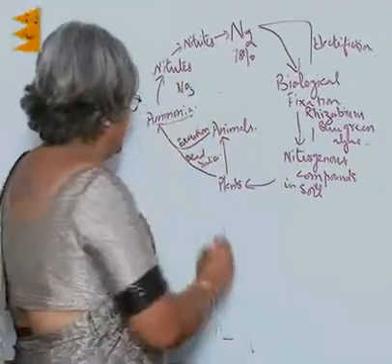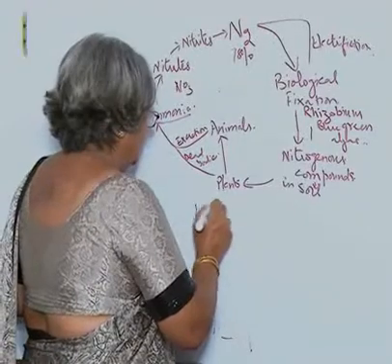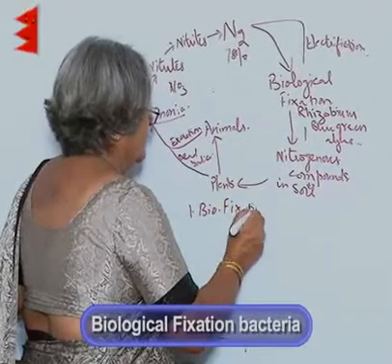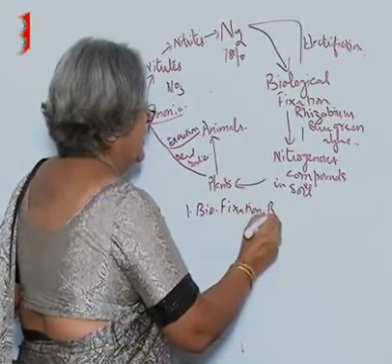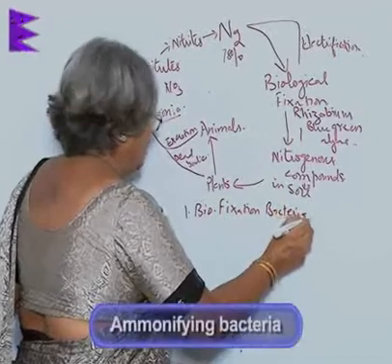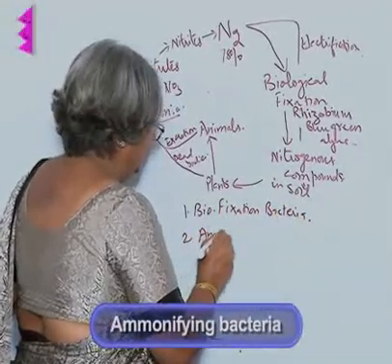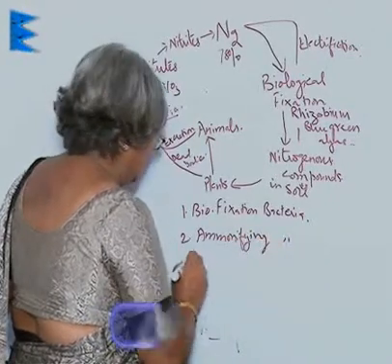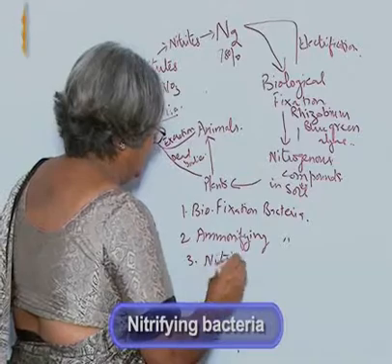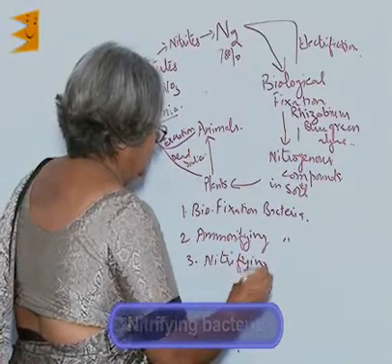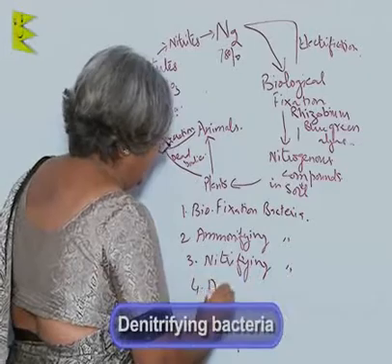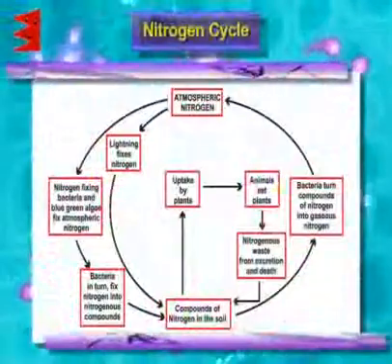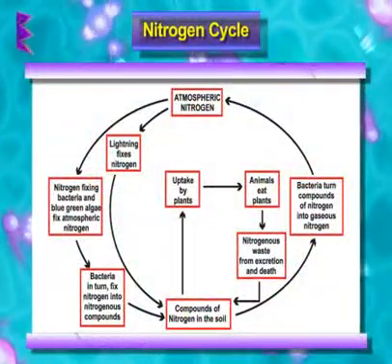So we can say one is biological fixation bacteria. Then there is ammonifying bacteria. Then there is nitrifying bacteria. And then there is denitrifying bacteria. So these four types of bacteria complete the cycle.